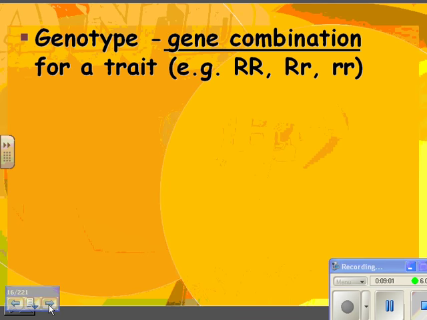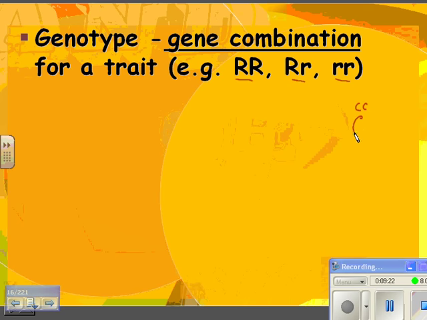Genotype. This is the gene combination for a trait. So they come in twos because you have one from mom, one from dad. So do you have big R, little r, or little r, little r? So for example, if you have a cleft in your chin, that would be little c, little c. And so you have a little c from mom and a little c from dad.